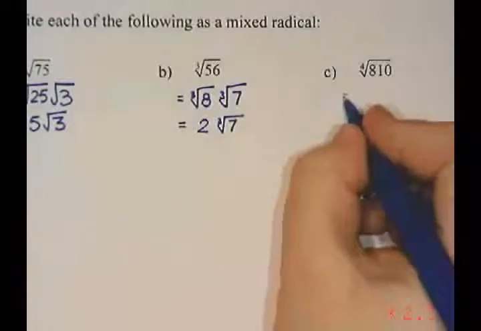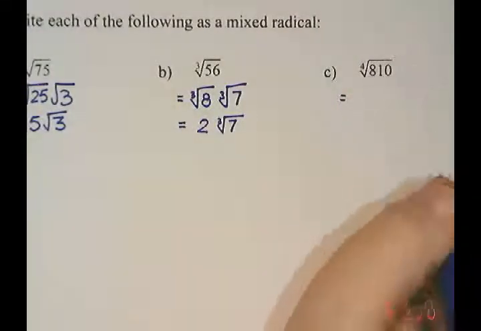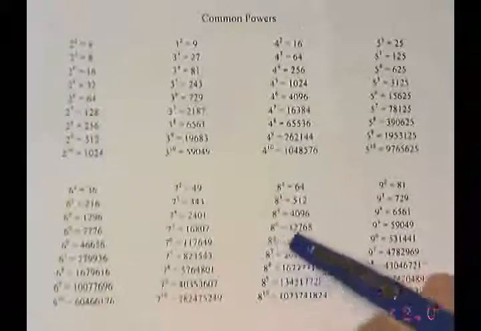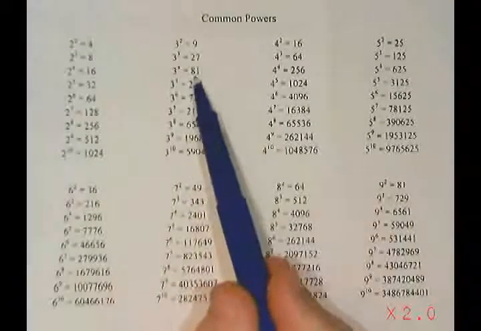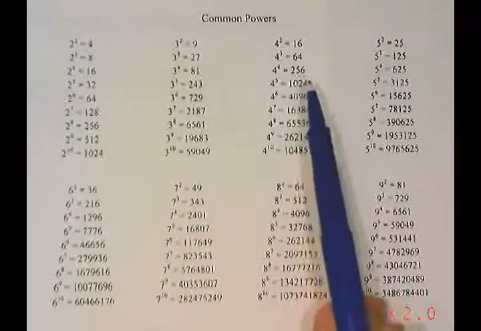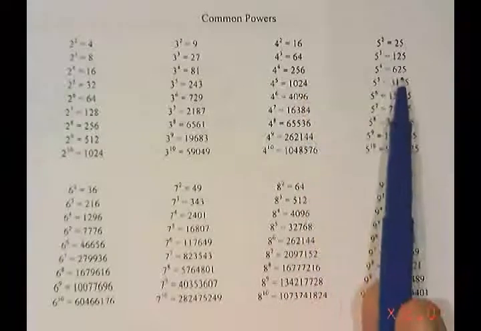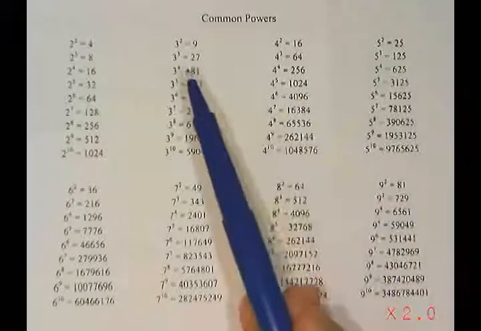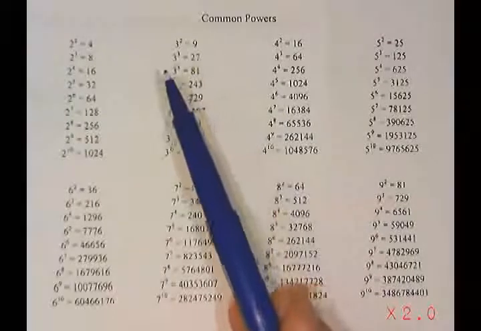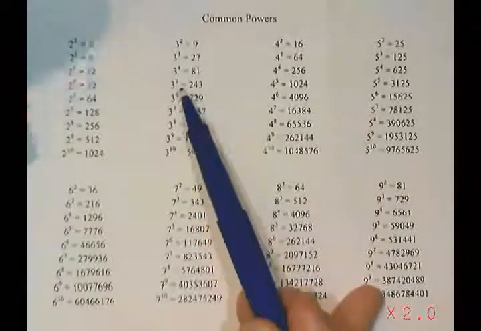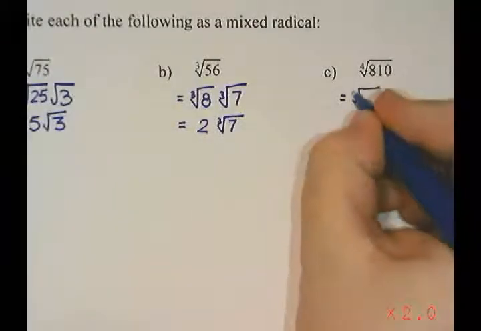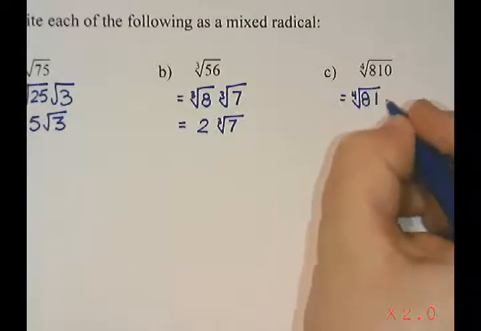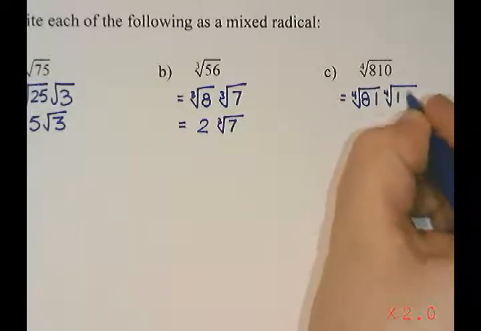So this time we're going to find a perfect power of 4 that will go into 810. So I'm going to look at my sheet. I'm going to look at the powers of 4. 2 to the 4 is 16. 3 to the 4 is 81. 4 to the 4 is 256. 5 to the 4 is 625. But I have to admit that the 81 jumped out at me because it is 810, which would be 81 times 10. So this is going to be the fourth root of 81 times the fourth root of 10.